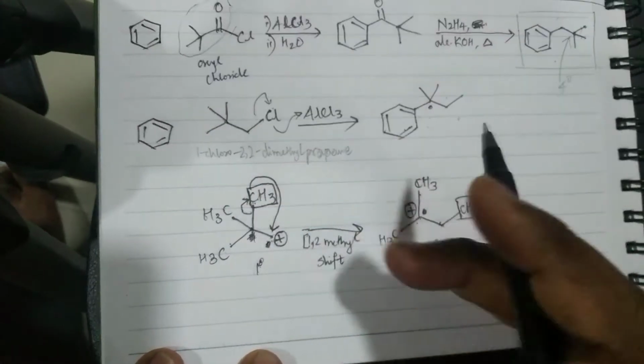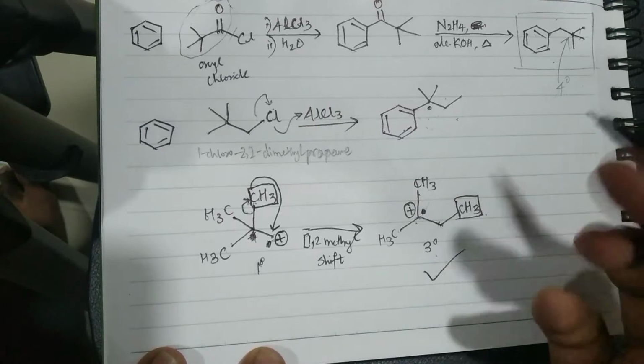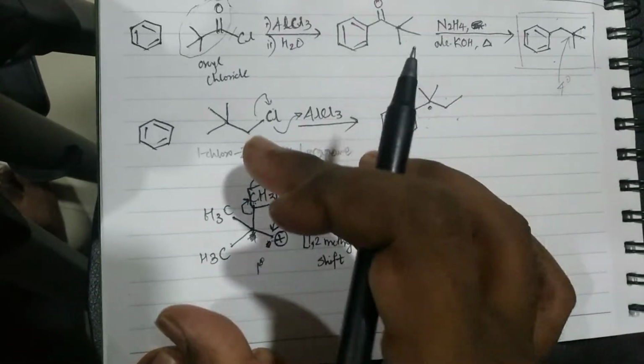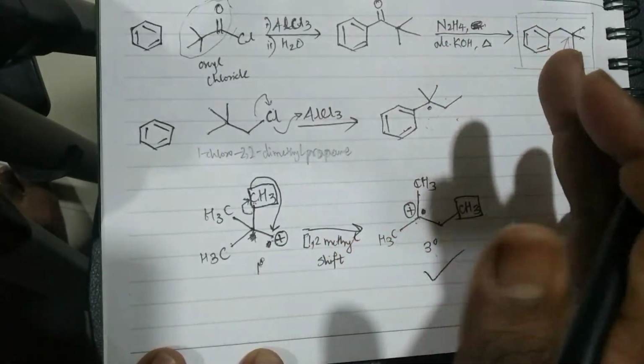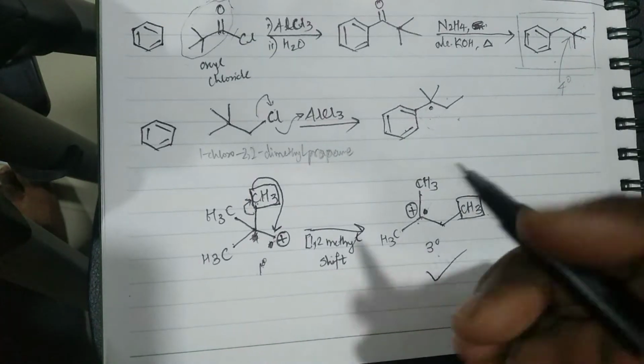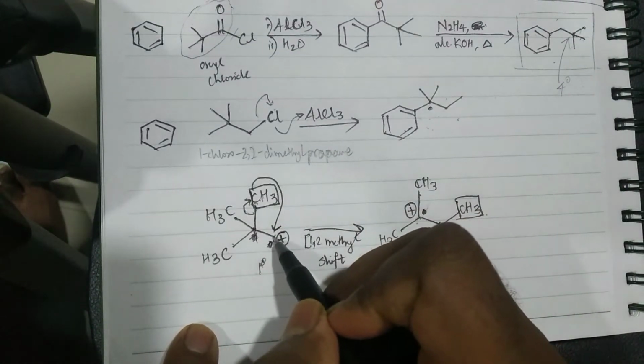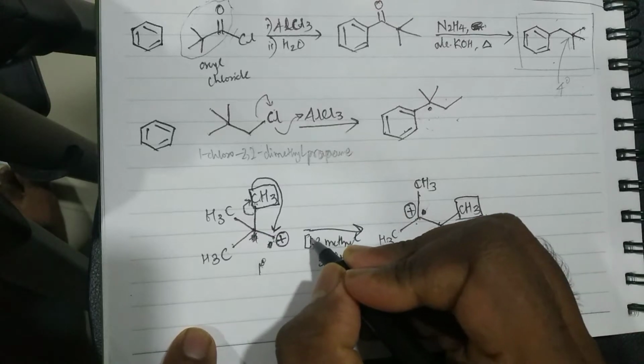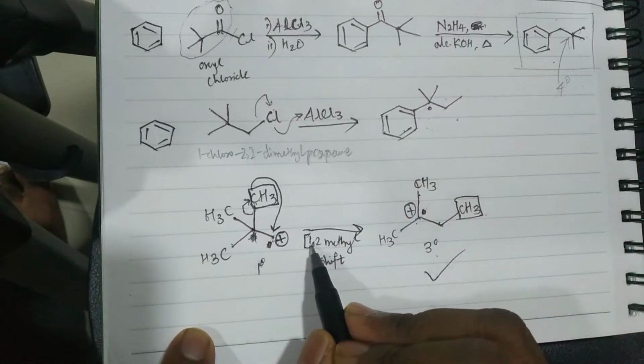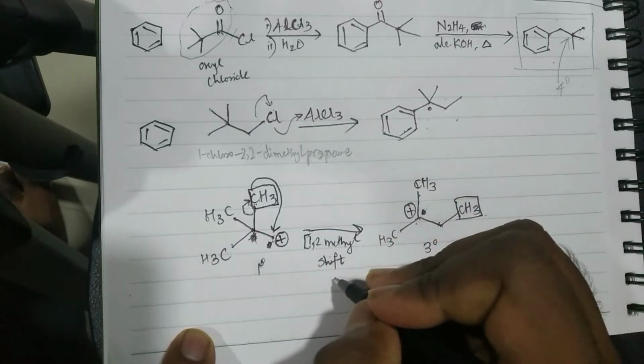It's a rearrangement. Nothing else is changing here, only the structure of this entire molecule is changing. That's why we call it a rearrangement. So this CH3 is moving and coming onto this carbon. This particular reaction is what we call a 1,2 methyl shift.